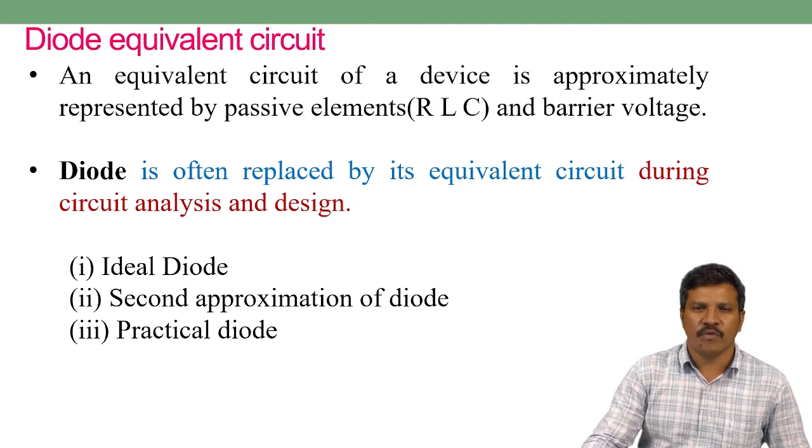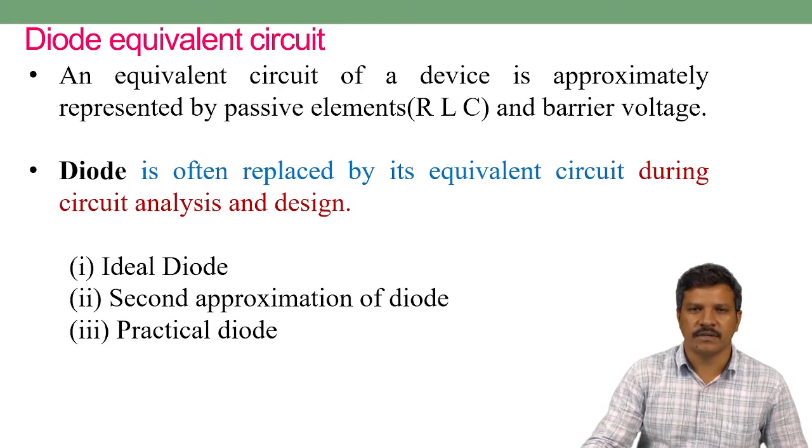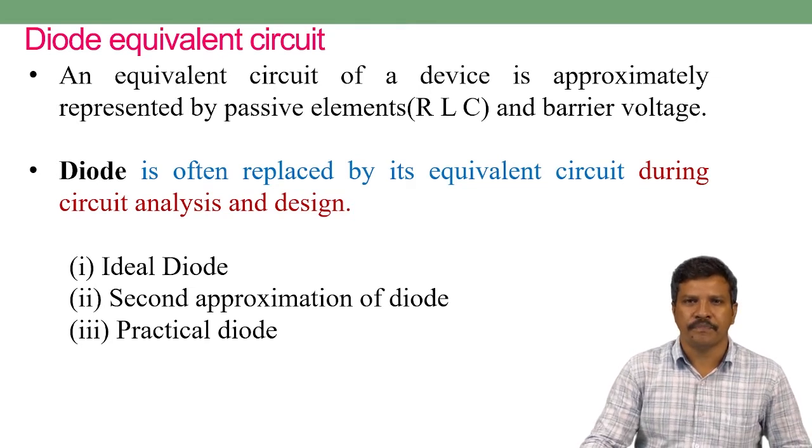For example, if you want to analyze a Thevenin's equivalent circuit, Norton circuit, or any electronic circuits having a voltage, resistors, and diodes, by replacing this nonlinear device with the equivalent circuit, we can analyze with simple equations, so that we can apply network analysis with Kirchhoff voltage law, Kirchhoff current law, like that.